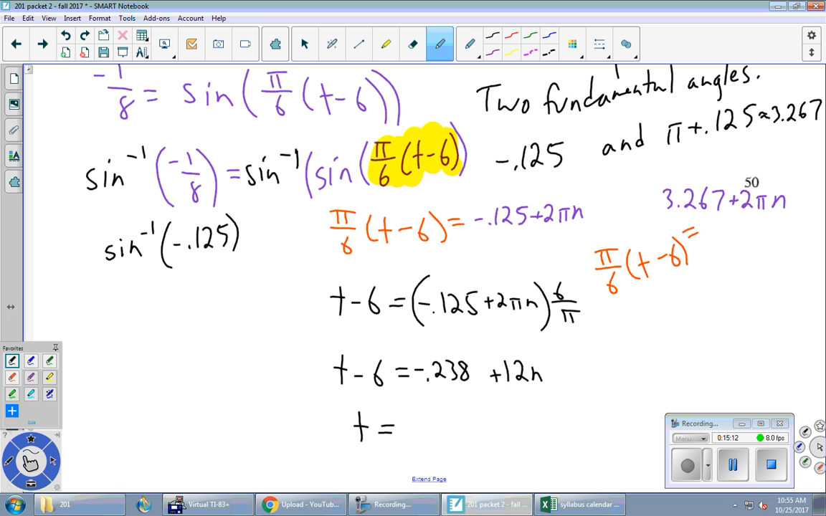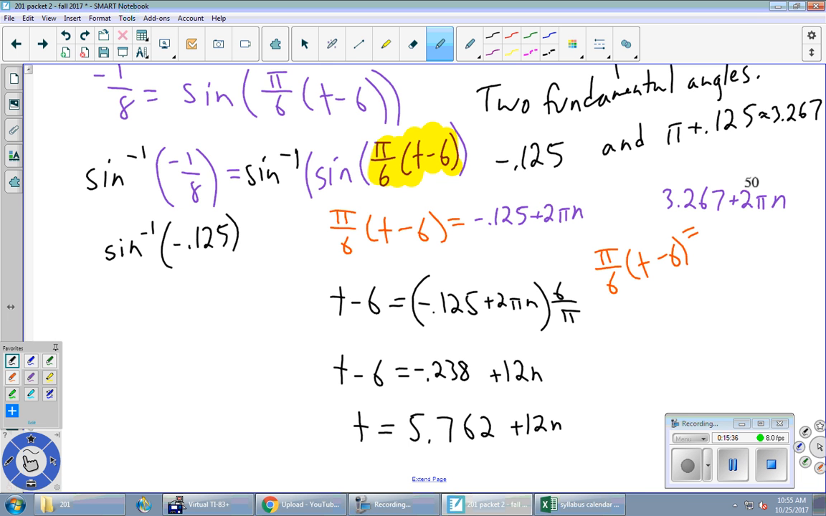the negative 0.238. So I don't know, 5.762. Is that all right? Just check me on that one. And there you go. That's an infinite family of solutions to our equation. You pick any integer n that you wish, plug it in, and you will have a solution.